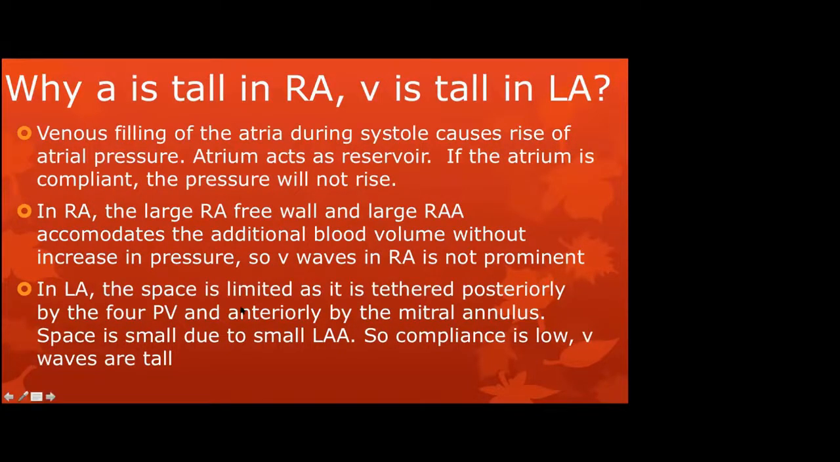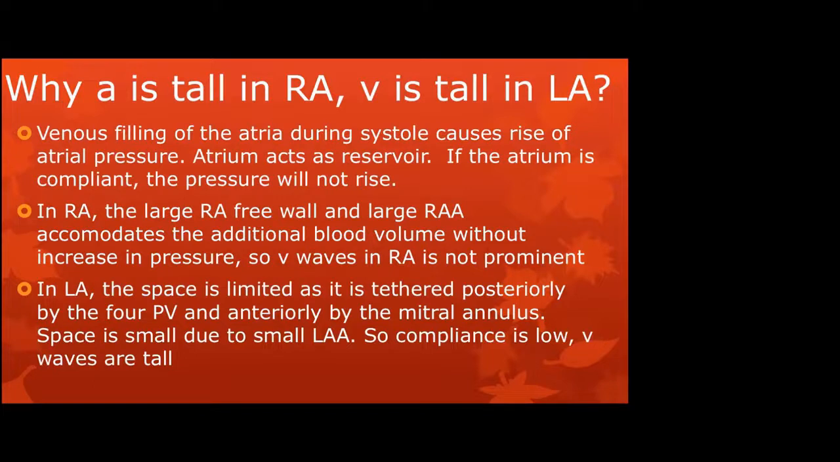Whereas in the LA, the space is limited. Posteriorly it is tethered by the pulmonary veins, anteriorly by the mitral valve. Backward, there is the spine; in front, there is the ventricle. Not much space for the left atrium to expand, and so left atrial compliance is inherently low. Added to that, the left atrial appendage is also small. So the compliance is low, and V waves are tall.